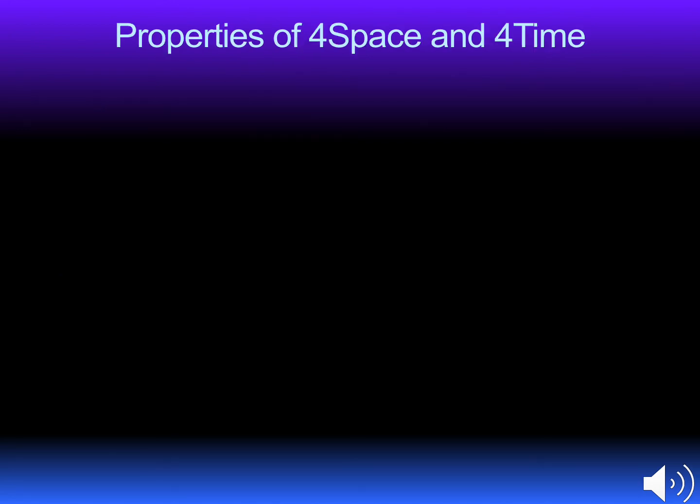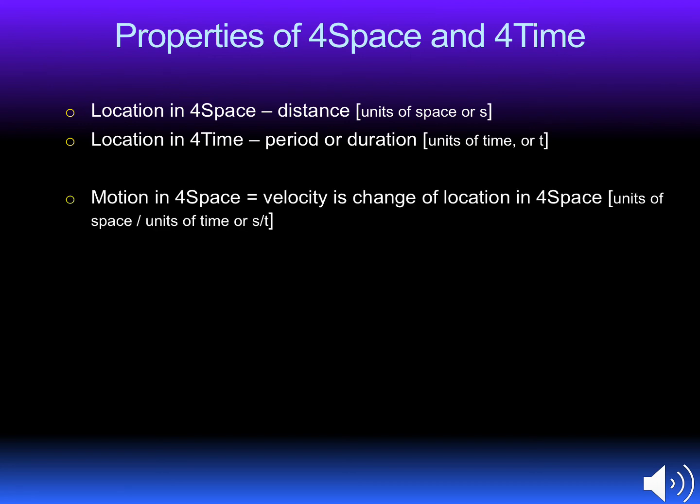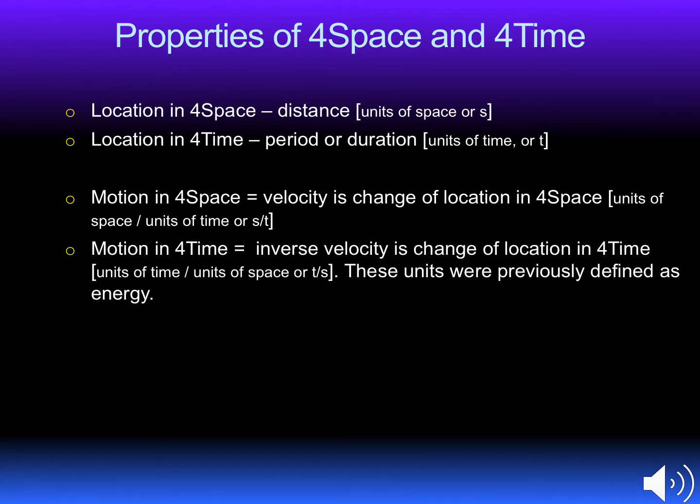In this slide I want to do a quick summary of the properties of 4 space and 4 time. So location in space is measured in terms of distance in units of space, or s. Location in time is measured in terms of period or duration and units of time, or t. So motion in space, velocity, is change of location in 4 space, units of space divided by units of time, or s divided by t. Now motion in time, inverse velocity, is change of location in 4 time, which is units of time divided by units of space, or t divided by s.